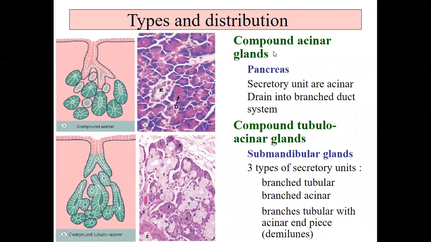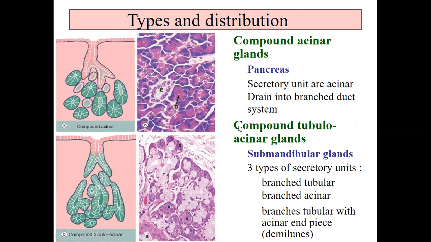Okay, for the compound acinar gland, you can see here the secretory portion is acinus in shape, and the ductal portion is branched. Compound acinar glands can be found in the pancreas. The secretory units are acini, which drain into the branched ductal system.